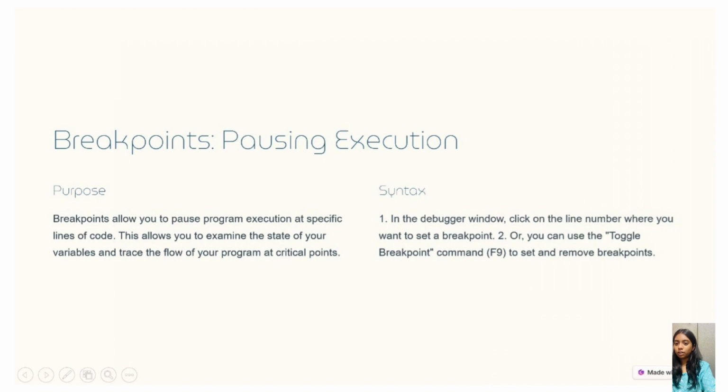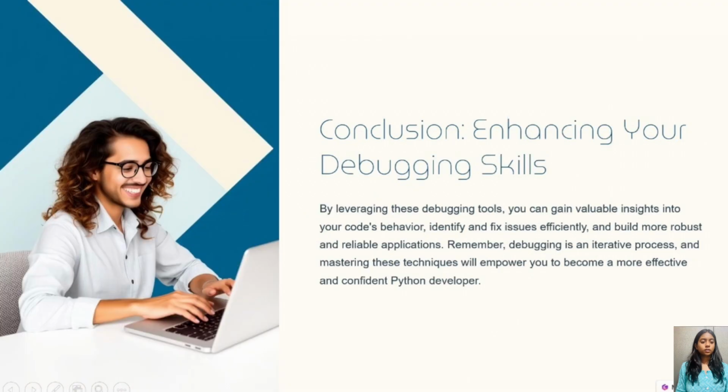Breakpoints, pausing execution. Purpose of this: breakpoints allow you to pause program execution at specific lines of code. This allows you to examine the state of your variables and trace the flow of your program at critical points. Syntax: in the debugger window, click on the line number where you want to set a breakpoint, or you can use the toggle breakpoint command F9 to set and remove breakpoints.